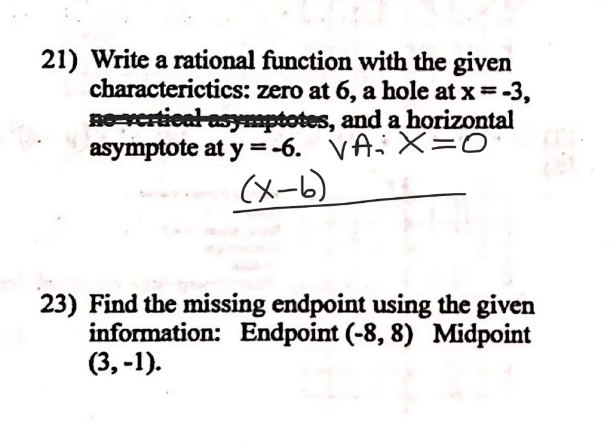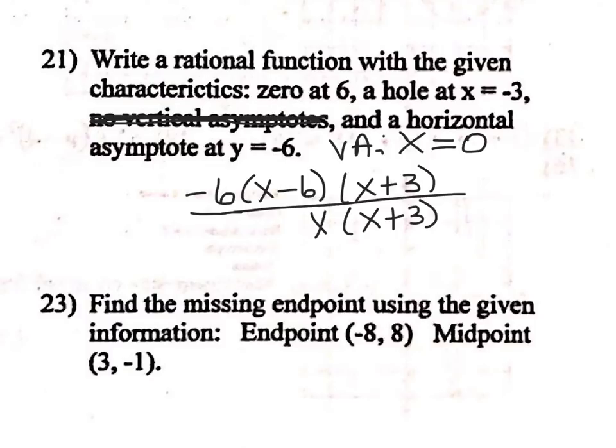A hole at x equals negative 3. So x plus 3 in the numerator and x plus 3 in the denominator. That's what's giving me that hole at x equals negative 3. And a horizontal asymptote at y equals negative 6. All right, so now the only other thing we need is this vertical asymptote at x equals 0. Well, if I have a vertical asymptote at x equals 0, I must have another x in my denominator.